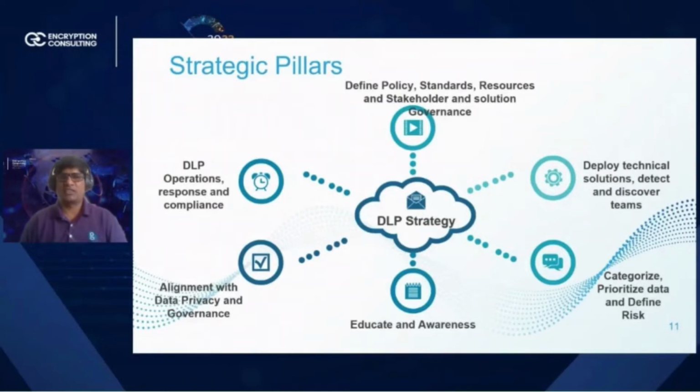And without strategic pillars, it's going to be very tough to have a strategy, right? So that's why we would always start with defining the policies and standards, resources, and then categorize the risks based on the data classification and define what risks it needs to cover, and then identify what kind of technical solutions need to be deployed to detect and discover the data usage. And then you also need to have a strong alignment with the data privacy and governance teams to make sure, okay, what do I need to protect, right? And how each classified data needs to be protected comes from the data privacy and governance side of the world, and from information security partners too.